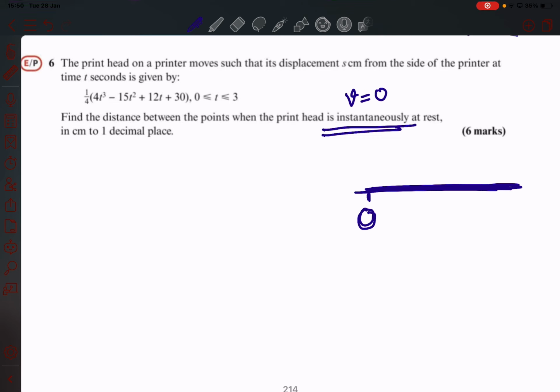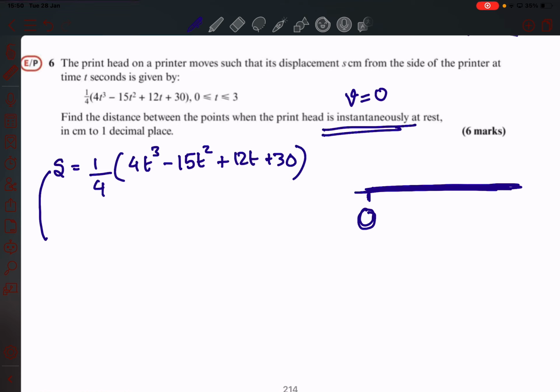Unfortunately, I don't have velocity. All I have is displacement, which is 1/4 (4t cubed minus 15t squared plus 12t plus 30). So I don't have velocity, so we have to change this to velocity, which means you differentiate this. One tip I can give you is don't bother multiplying the 1/4 inside, because when you're differentiating, timesing the quarters doesn't really make any impact.